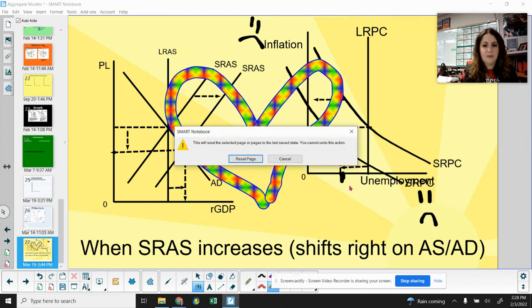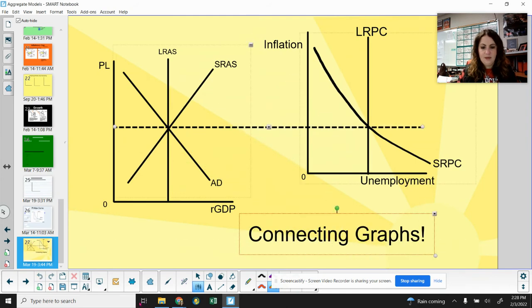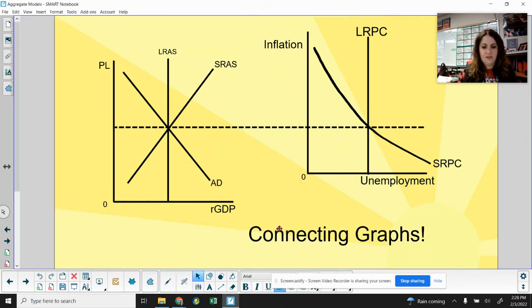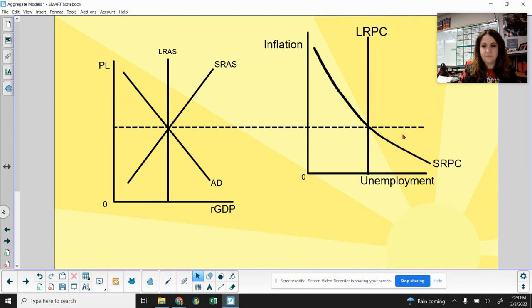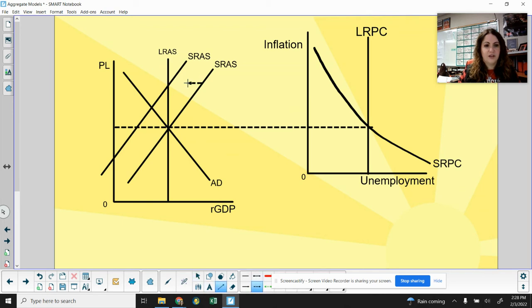So I'm going to reset my page. I'm going to get rid of this because I don't need that. I'm going to rechange this. All right. Now what if aggregate supply decreases? So when aggregate supply decreases, shift to the left. Here's that left shift right there.